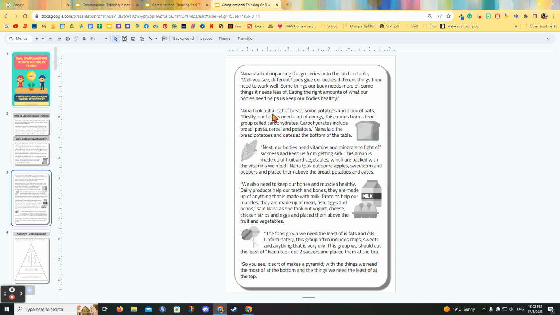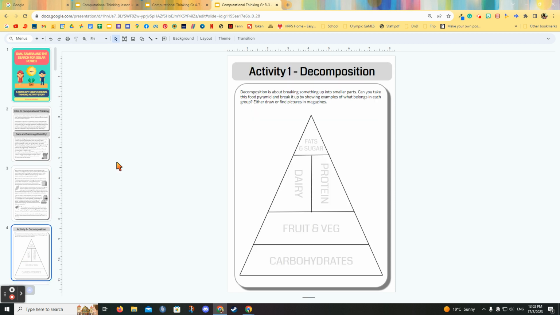So they're talking about the different food groups over here. And then the first activity has to do with decomposition. Here there's a little bit of an explanation about decomposition, and then learners will have to take the food pyramid and break it up into what foods belong in each part of the food pyramid.